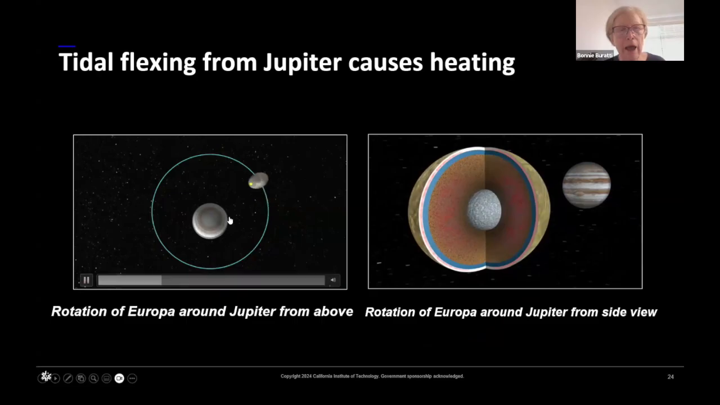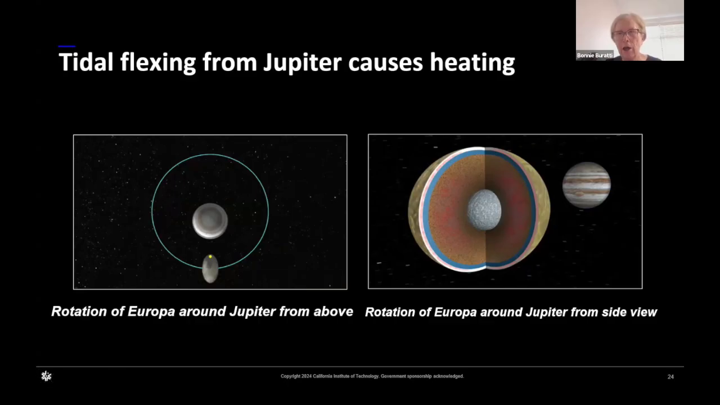What happens as it is in its apogee? Okay, I don't have to define that. When it's in its apogee, the tidal forces are not as great. So it flexes in and out. When it's close, it squashes, when it's in its perigee, and then it goes into apogee.